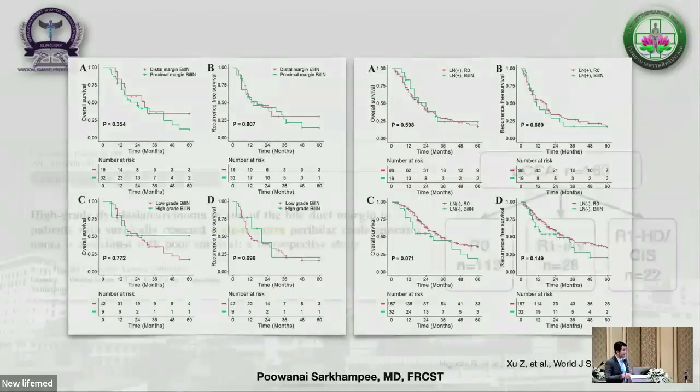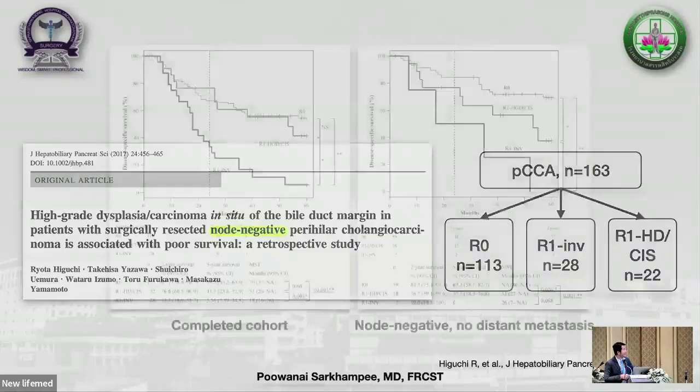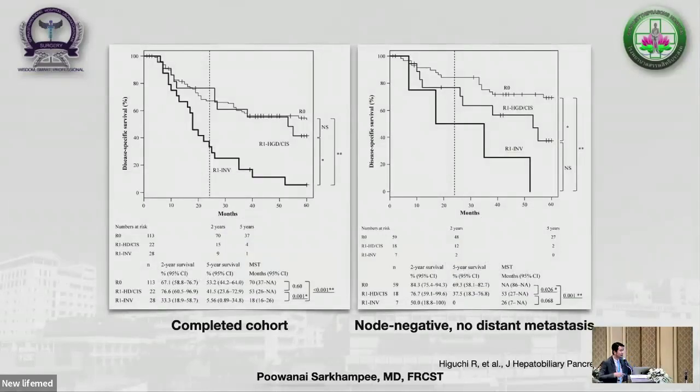However, for Japan, they analyzed the subgroup of node negative patients. They found that in the overall cohort, there's no difference between R0 and high-grade dysplasia and CIS. However, when we look at the node negative patients, there is a difference in survival outcome between high-grade and R0.